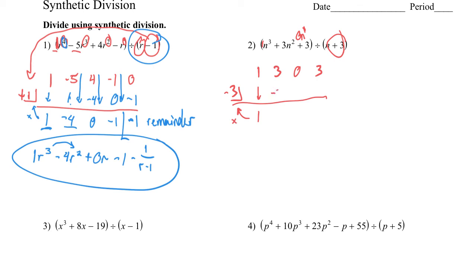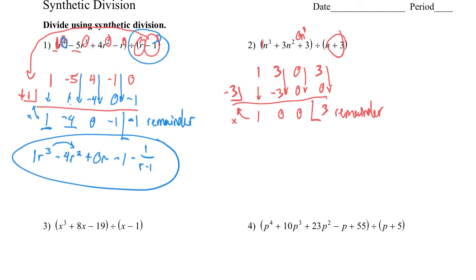And you drop down the first, multiply in the box. So 1 times -3 is -3. Add down, 0. 0 times -3, add down. 0 times -3, add down. The last one is your remainder. And then you write your answer.